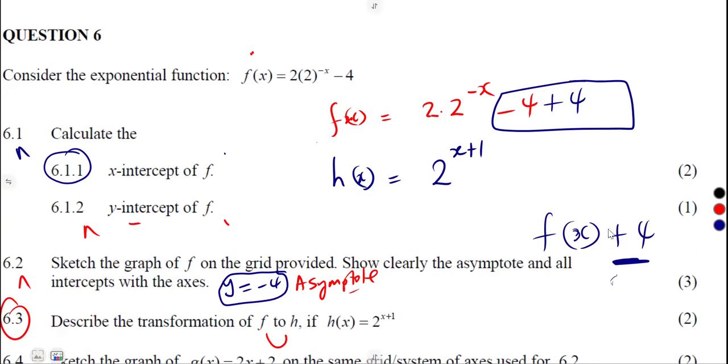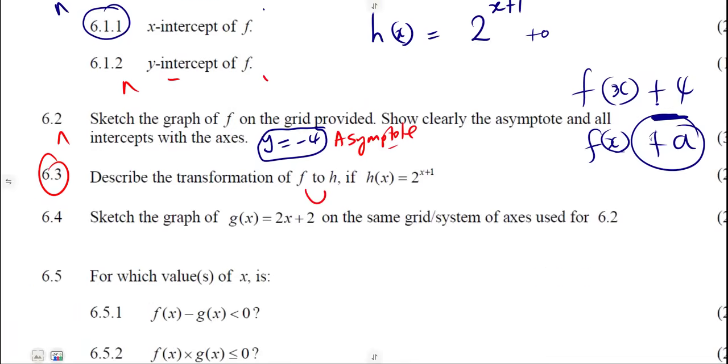Remember, what does it represent? f of x plus a, f of x plus b, whatever you are going to have, it is a shift of a units going up. So that is 4 units up. In our case, to get a 0, we shifted 4 units up. So there is a shift of 4 units up. All right, that's the first one.